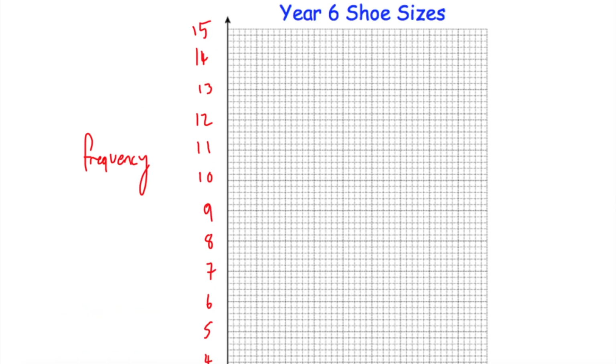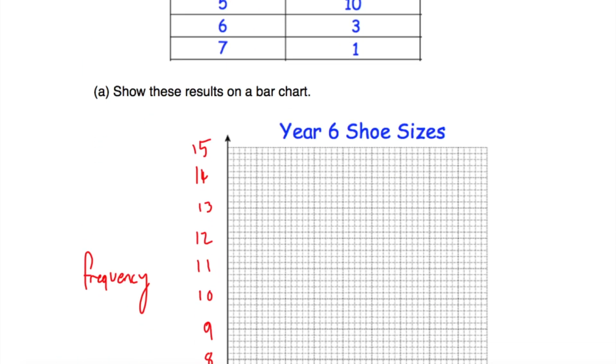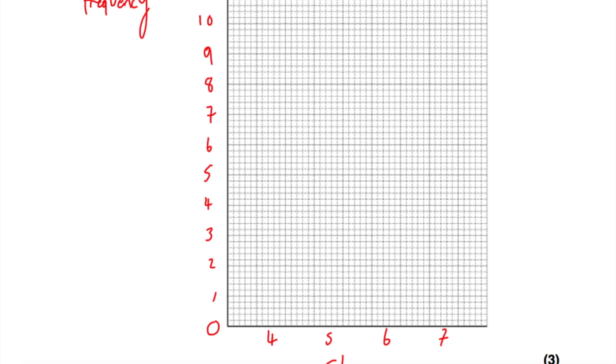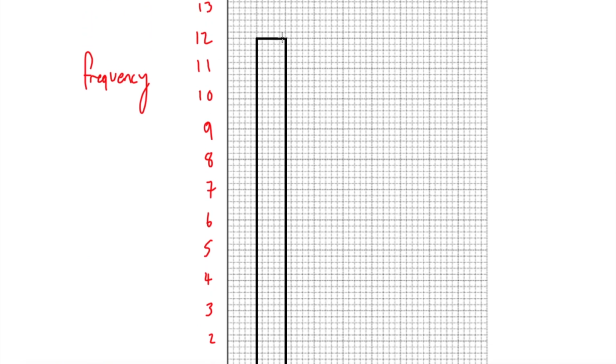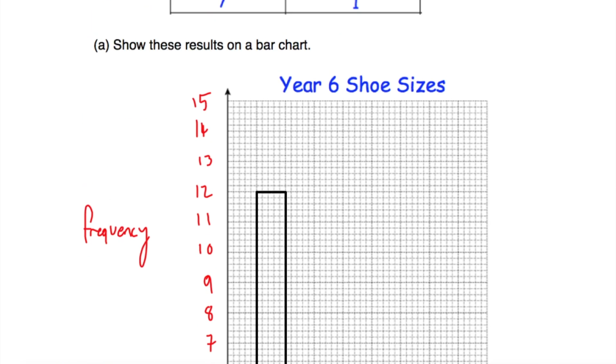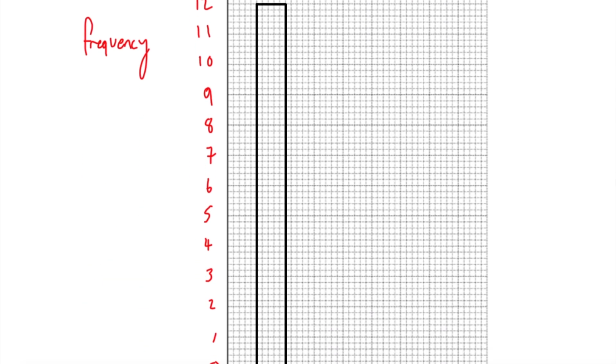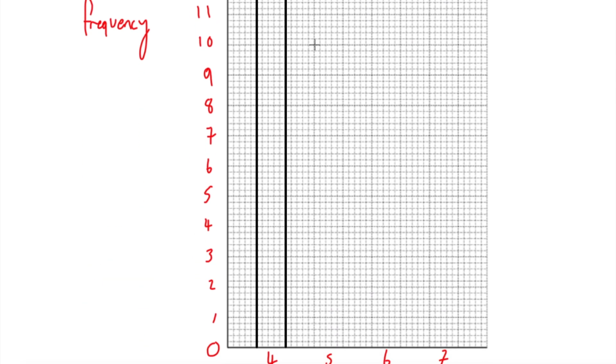Okay, so let's start off with size 4. So size 4, 12 students wore size 4. So let's do that. So that's the bar for size 4. We've gone up to a frequency of 12. Okay, next size 5, that's going to have a frequency of 10. So let's draw that bar. So we're going to go from 10 down and then 10 down again. And then we're going to connect them up like so.